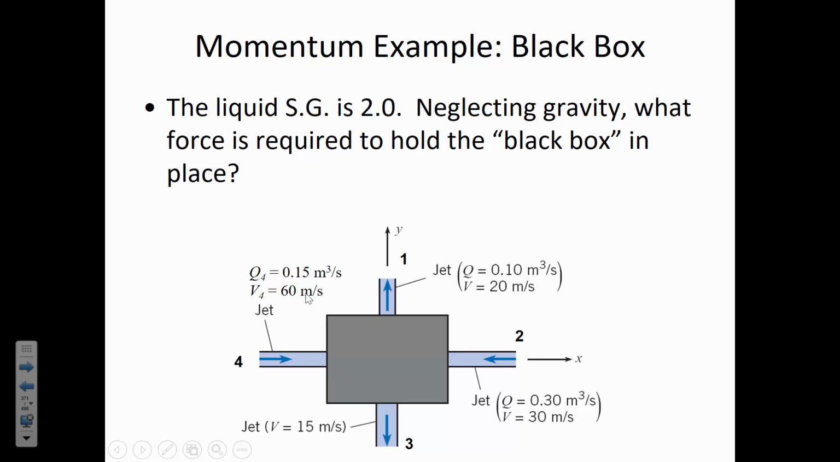So you can see that there are 4 separate streams. And for stream 1, we know the flow rate on a volumetric basis, the velocity. Stream 2, flow rate, velocity, and in addition to knowing the magnitude of the velocity, we know the direction by the arrow that's indicated. Stream 4, we know the flow rate and the velocity, but stream 3 only has the velocity defined. It doesn't tell us the flow rate.